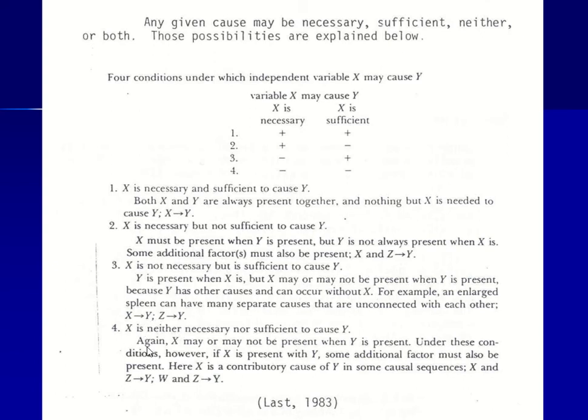If X is neither necessary nor sufficient to cause Y, again, X may or may not be present when Y is present. Under this condition, however, if X is present with Y, some additional factor must also be present. Here, X is a contributory cause of Y in some causal sequence. Like X and Y may lead to X and Z may lead to Y, and W and Z may lead to Y as well. Okay, so we're going to look at some examples and see if we can shed more light.